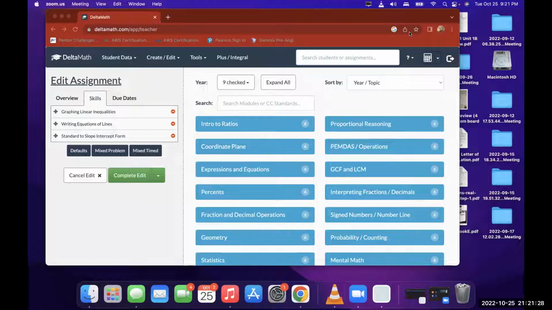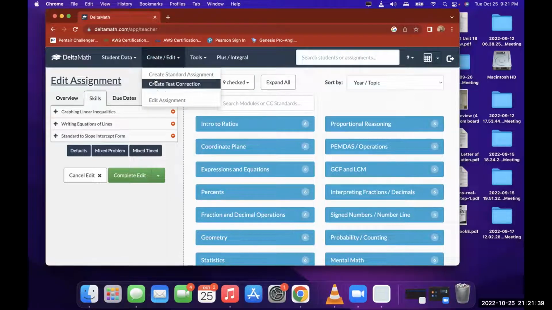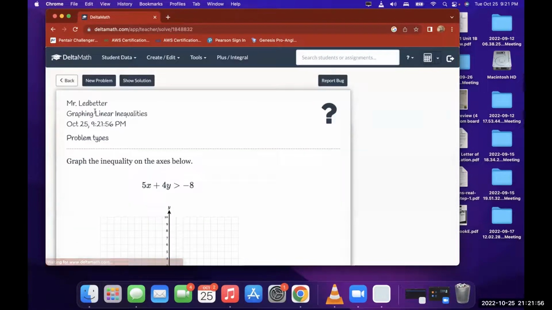All right, this is a Delta Math assignment that I have set up, and I want to show you where it is. Anyway, it's a Delta Math assignment, and it's called Inequalities. That's the name of the assignment. I want to show you how to do this on Delta Math. So here's the first one. I'm going to click on this.